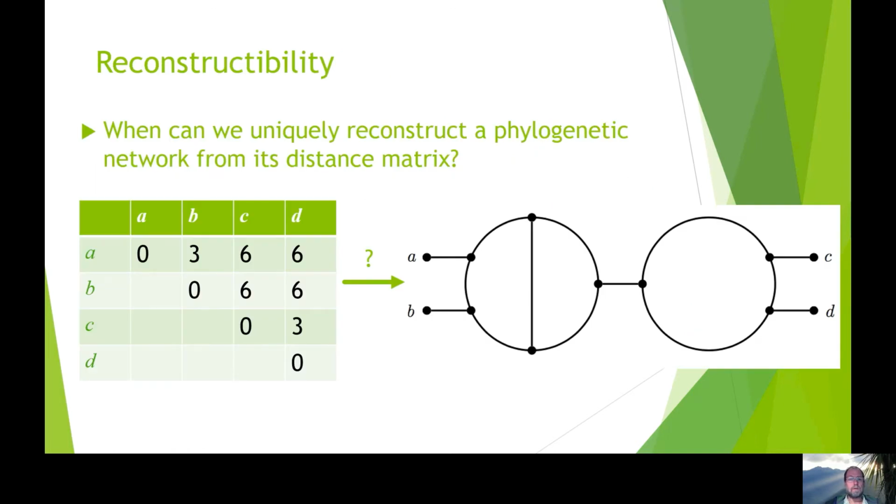So the main question that we're interested in then is if we're given, say, the distance matrix coming from a phylogenetic network. So in this simple example here, we have the distances recorded between the different species A, B, C in this matrix. Then can we reconstruct that network from that matrix of distances?